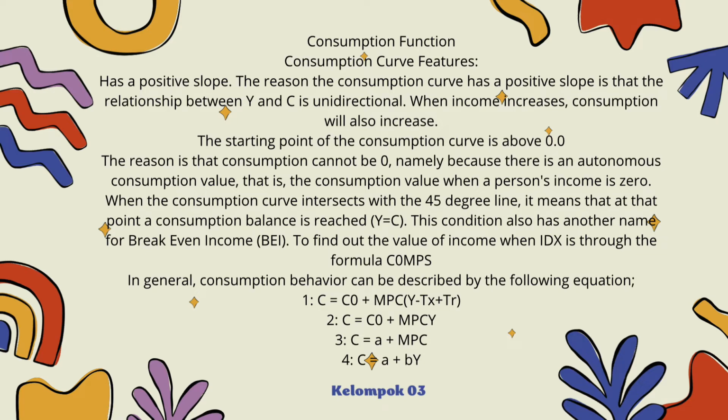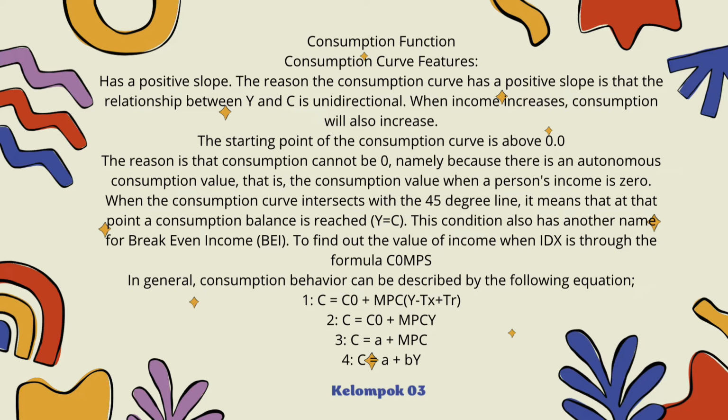Consumption function. The consumption curve has a positive slope, meaning that the relationship between Y and C is unidirectional. When income increases, consumption will also increase. The starting point of the consumption curve is above 0.0, because consumption cannot be zero, namely because there is an autonomous consumption value, that is the consumption value when a person's income is zero.